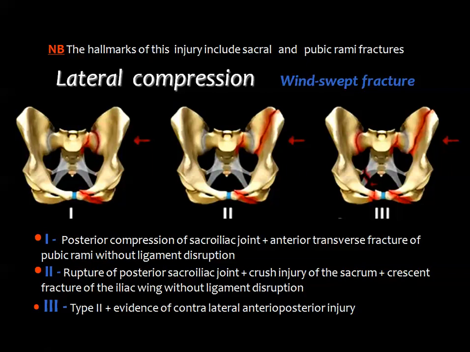And the lateral compression fracture, or what's known as the windswept fracture, the injury is coming from one side compressing the pelvis like the wind bending the trees, for example, and hence the name windswept fracture. We have three types, type 1, type 2 and type 3, according to the injuries of the anterior pubic rami as well as the associated fractures of the iliac bone and the damage of the sacrum as well.